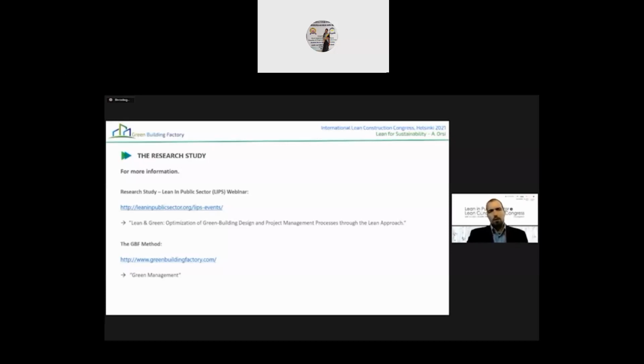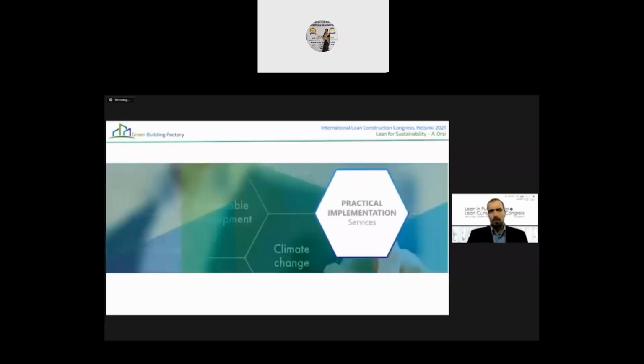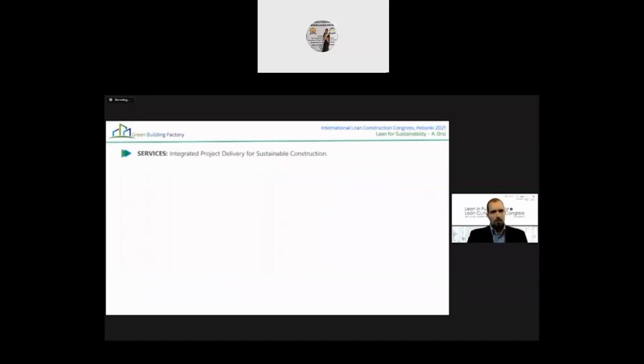So now we are going to see what the practical implementation could be. Because after that we said, hey, how could we design better processes? How can we not just detect the waste, but avoid it from the beginning? And so we split this presentation in 2: first, practical implementation for services, and then practical implementation for procurement. In relation to services, we tried to develop a sort of IPD for sustainable construction. And it worked more or less like this.